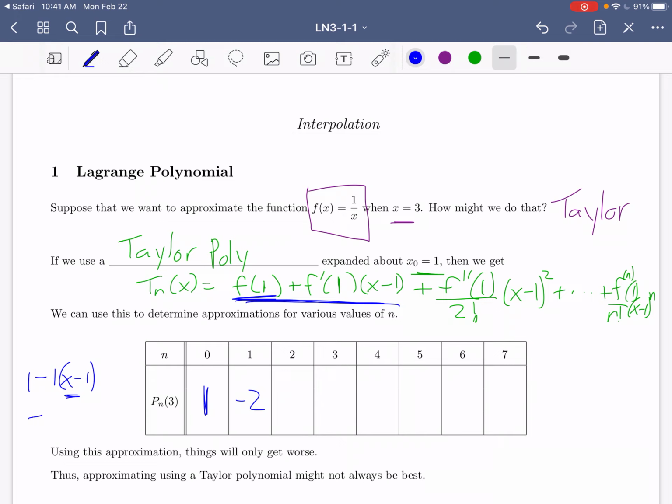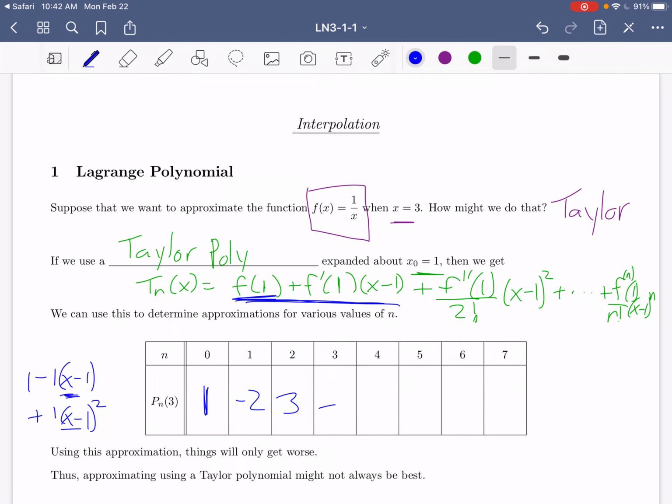The next term in there would be, nope, it's not 1/2, it's just 1 times x minus 1 squared. And if you plug in a value of 3, 3 minus 1 gives us 2, 2 squared is 4, plus 1 is 5, minus the 2 is 3.